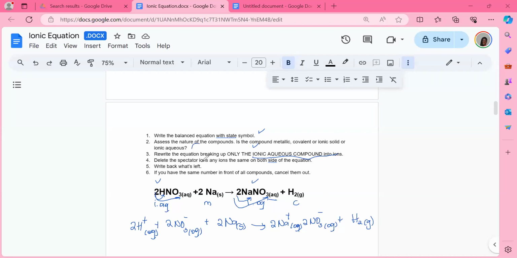So step number 4 says delete the spectator ions. These are ions that are the same on both sides of the equation. I'm seeing 2 H plus ions on the left. I look on the right, I'm not seeing that. Then I see 2 nitrate ions on the left, and I'm seeing that on the right, so I go ahead and delete that. So I write back what is left, with the correct state symbols and charges.